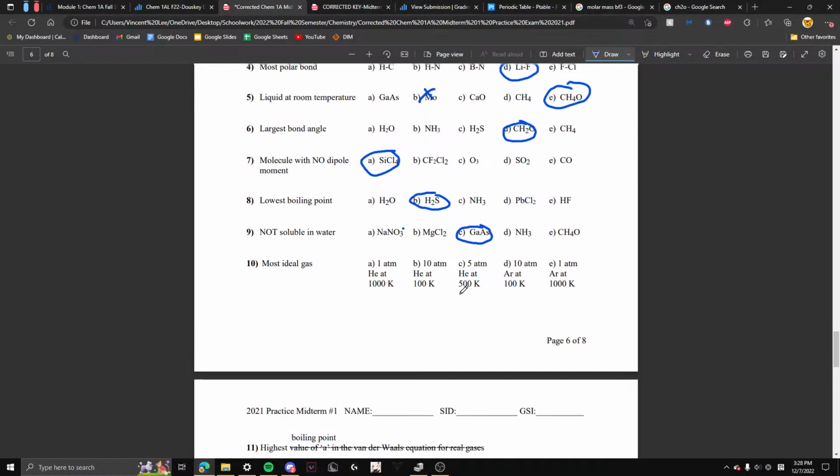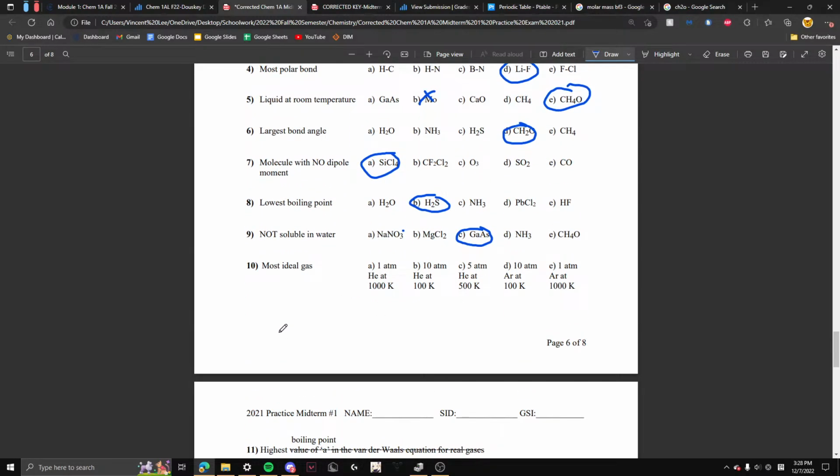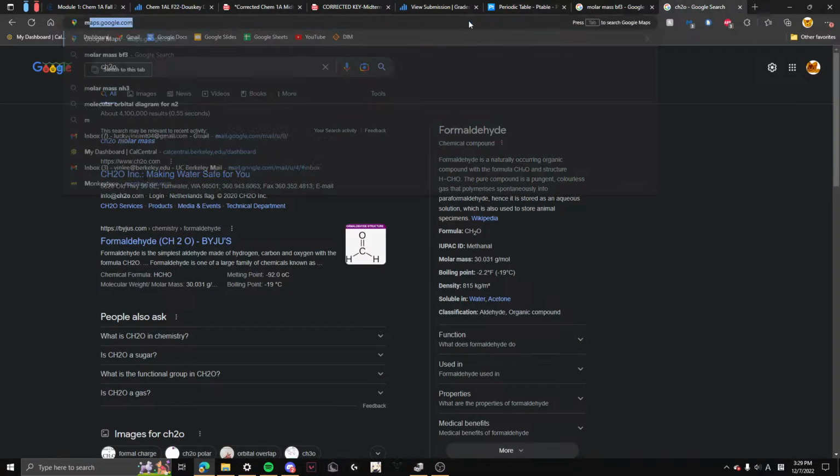Most ideal gas. Oh boy, this is the stupid one that I had to look at the table for. I think it was like here, ideal gas.